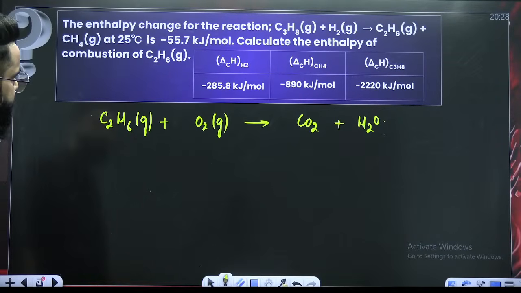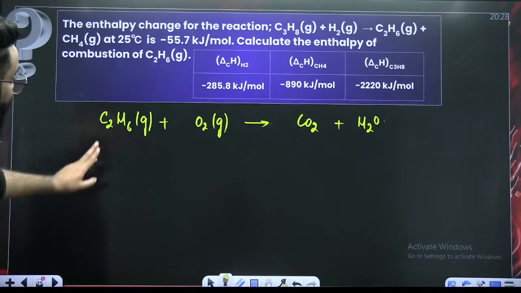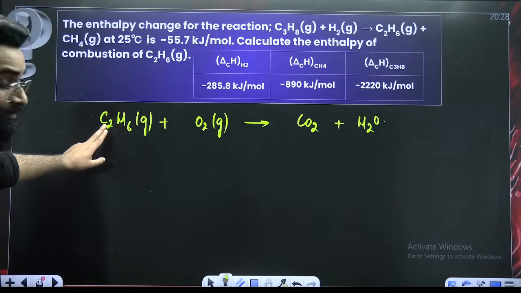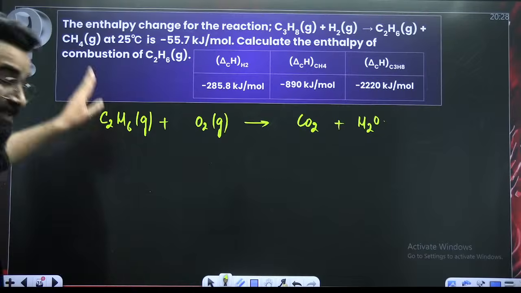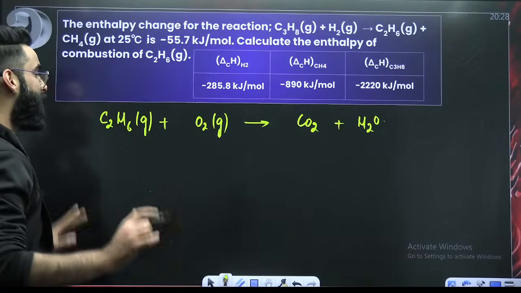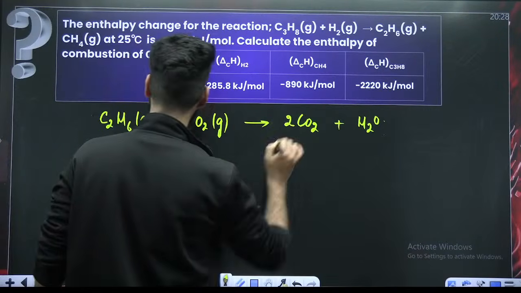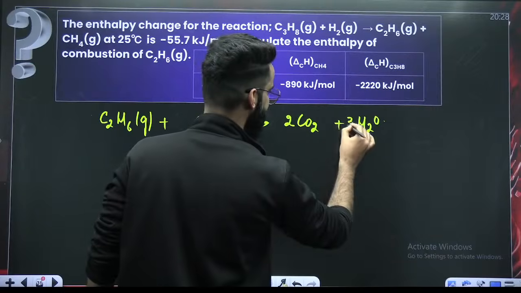Perfect. What am I supposed to calculate? I'm supposed to calculate the enthalpy of combustion of C2H6. First of all, is the reaction balanced? No. Balance the reaction. This has to be 2 times. This is 6, so this has to be 3 times.